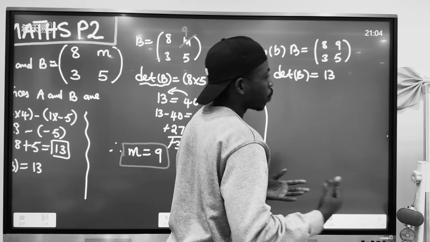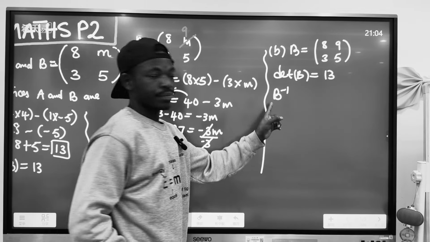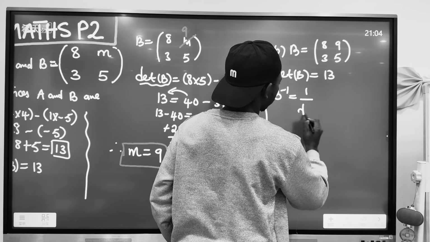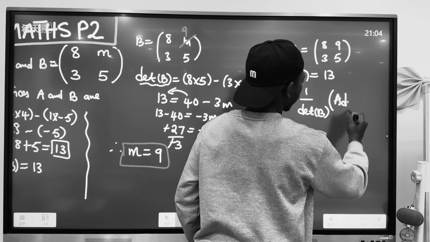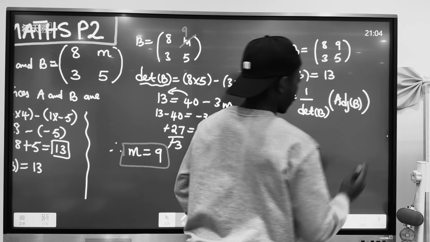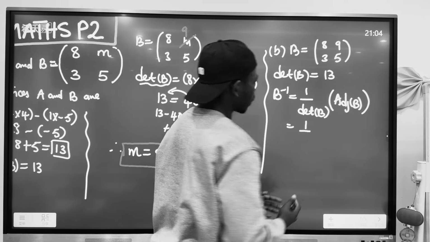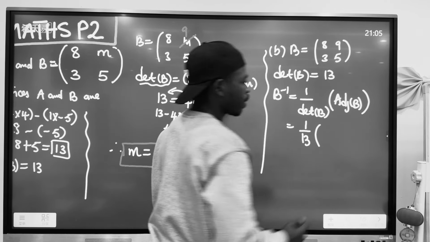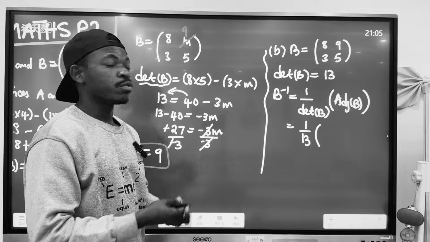So in fact, we know how to find the inverse of a matrix. So matrix B inverse is equal to 1 over the determinant of matrix B multiplied by the adjoint of matrix B. That's what we know. So it will be 1 over the determinant of matrix B, which is 13, multiplied by the adjoint of matrix B. Remember how to find the adjoint of a 2 by 2 matrix.